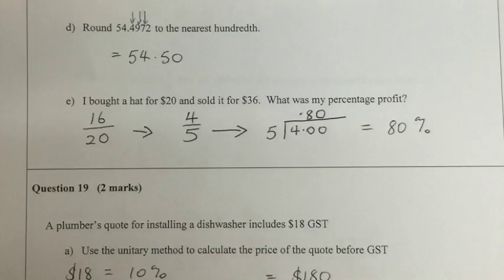I bought a hat for $20 and sold it for $36. What was my percentage profit? With percentage profit, what you've got to do is subtract the original price from the final price. That gives you your profit. So in this case, we've got 36 minus 20, and that leaves us with 16. So we have 16 at the top, and to find the percentage profit, we divide that by 20. So 16 divided by 20.